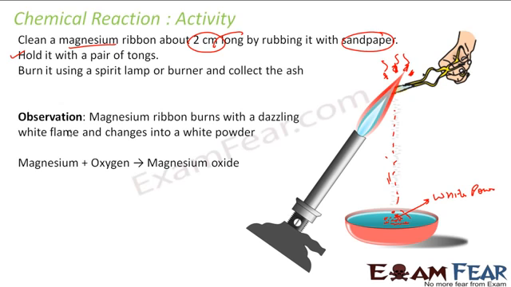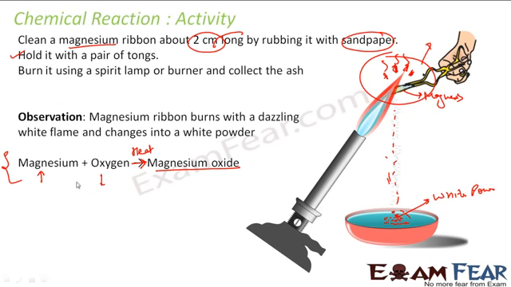So the reaction, if you see here, is there was magnesium there. This is magnesium. Oxygen you got from surrounding air. Plus there was some heat required actually. You added some heat and you got magnesium oxide. This is one chemical reaction.